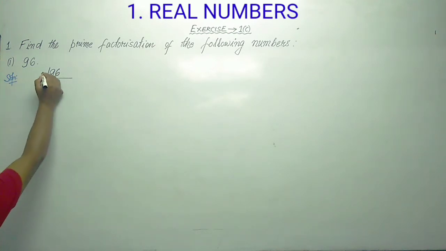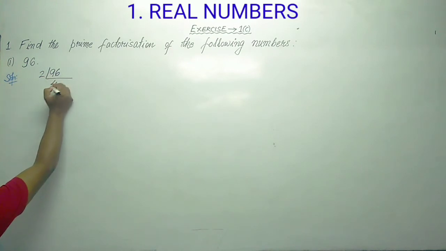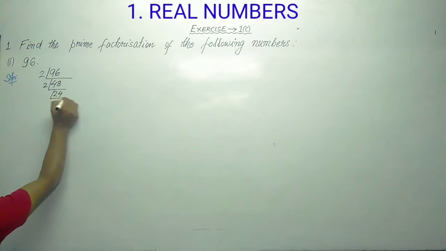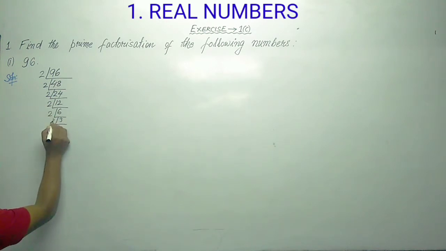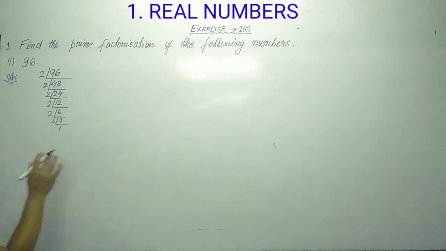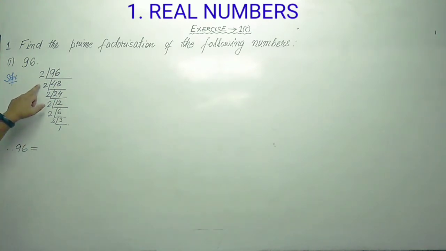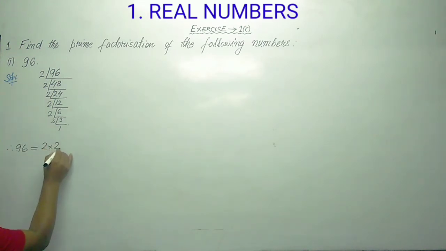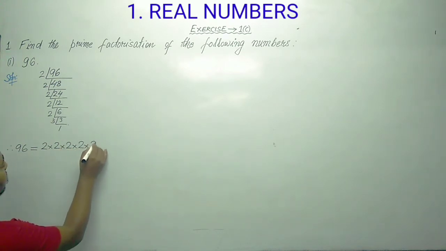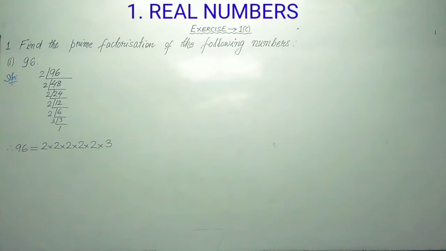Now, let us try this method. 2 4s are 8, carry 1, 16, 2 8s are 16. 2 2s are 4, 2 4s are 8. 2 12s are 24, 2 6s are 12, 2 3s are 6, 3 1s are 3. Now, therefore, 96 equals to, now how many 2s are there? 1, 2, 3, 4, 5, 5 2s and 1 3. Is not it? Right now. This is our answer. Or you can further write 2 to the power 5 into 3 to the power 1.